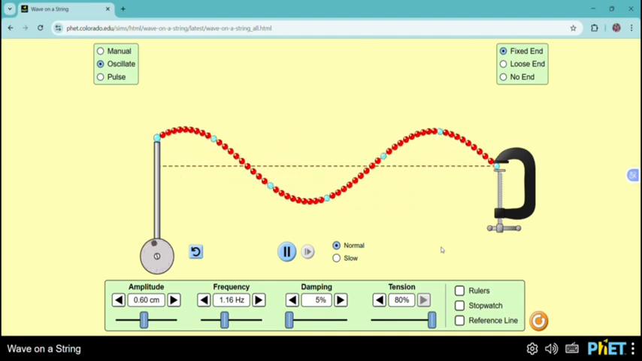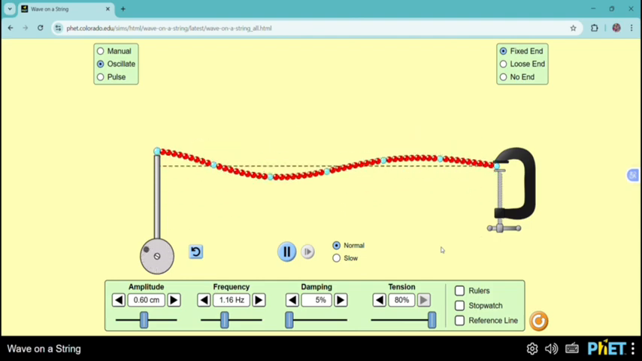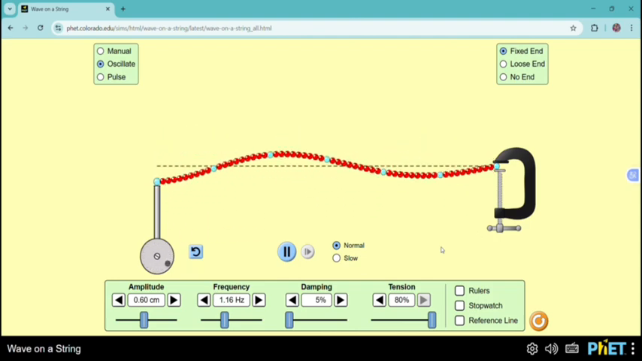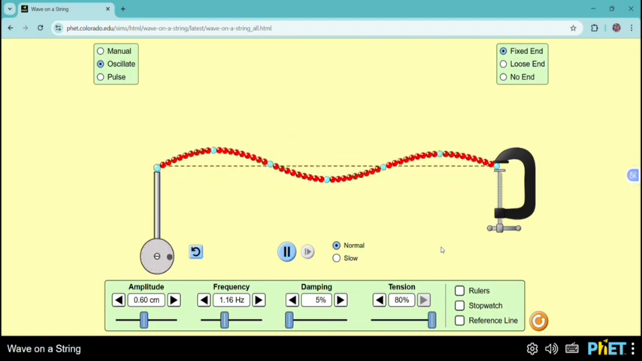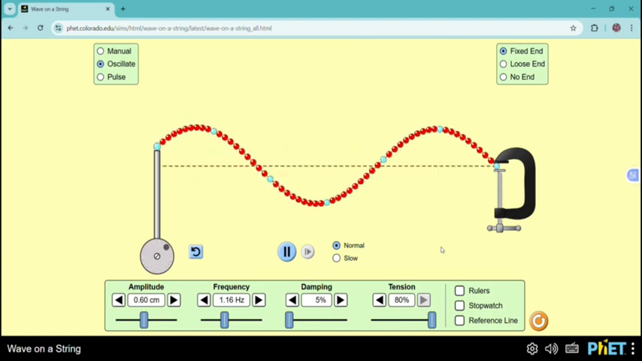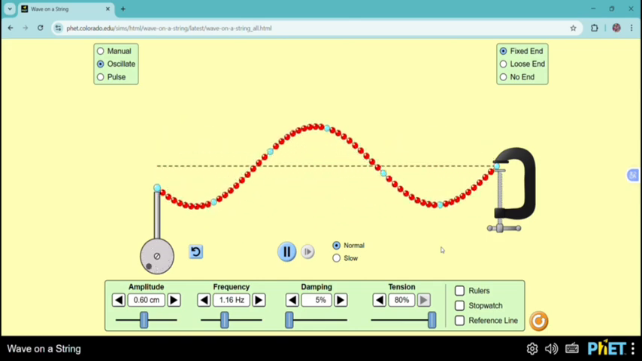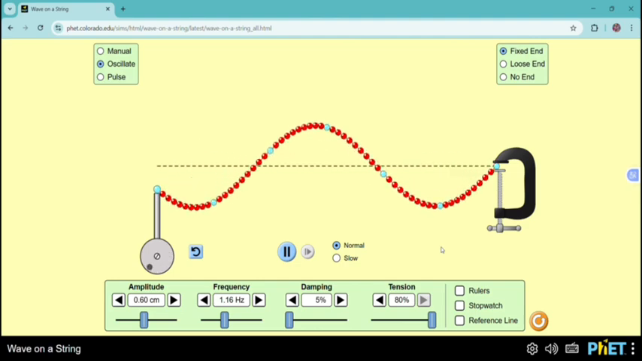So in conclusion, this lab shows how a wave moves depends on the string's tension, damping, and its end. We found that high tension makes waves move faster, while high damping makes them disappear quickly by losing energy. Low damping allows waves to travel much further and stay visible longer.